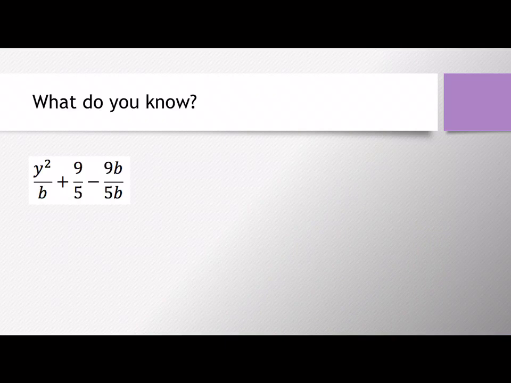First, when we're going to add y squared over b plus 9 over 5, and then subtract 9b over 5b, we're going to do this problem in two steps. So we'll go ahead and do it from left to right, and we're going to take care of y squared over b plus 9/5 first. Okay. When we're adding fractions together, we need to get a common denominator first. Now, usually the denominators are numbers, but here we have a variable in the denominator.